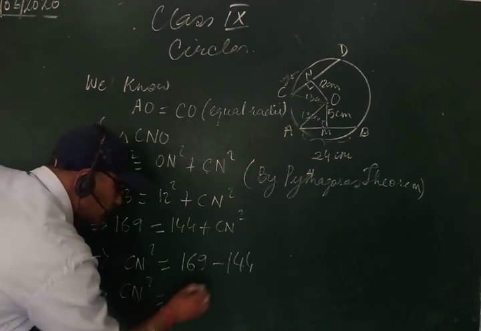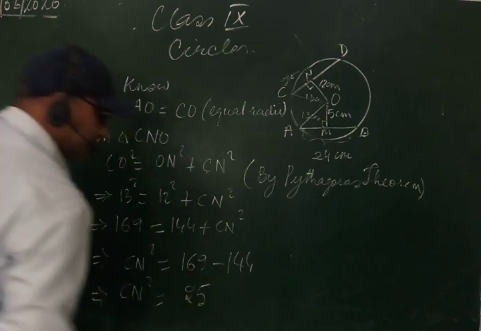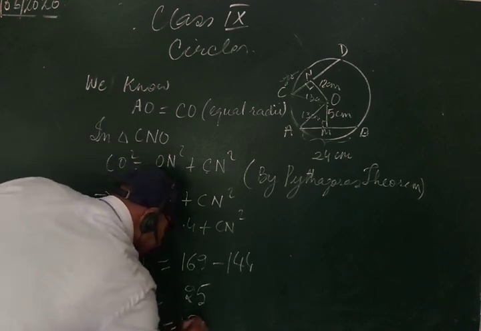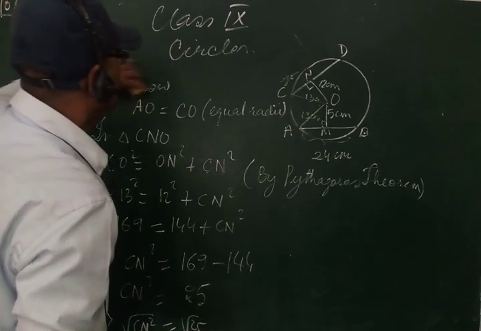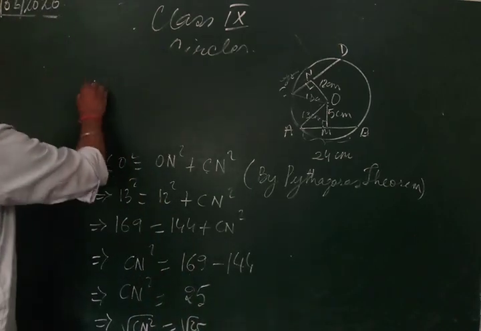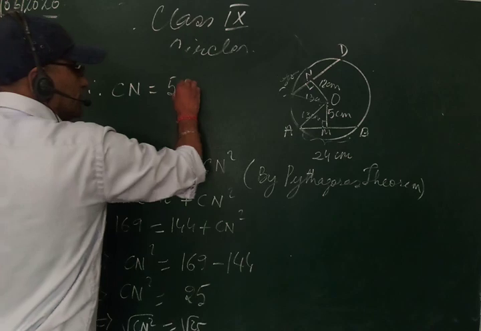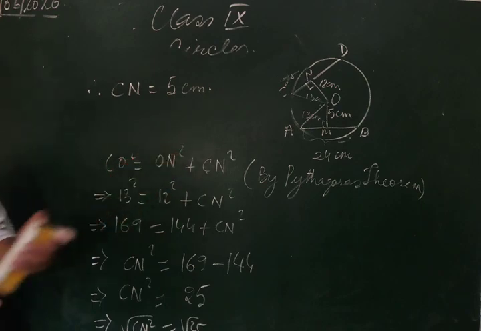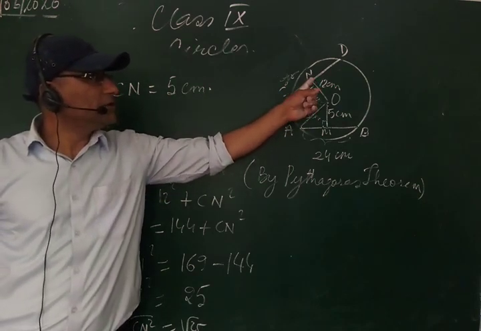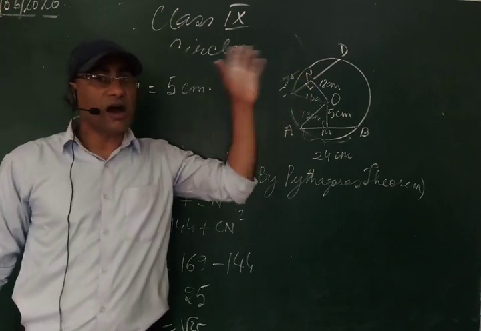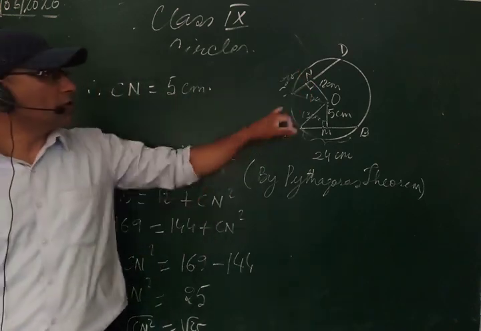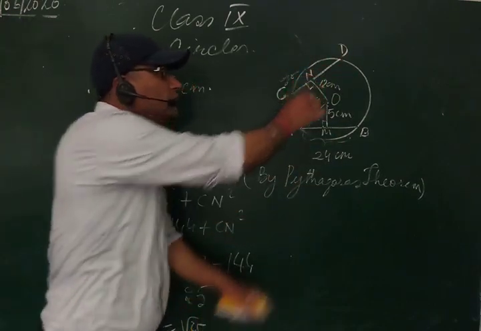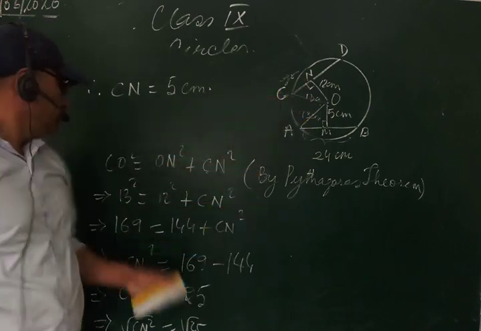CN square is equal to 25. Taking the square root on both the sides to remove the square over here, square root of 25 as well. Therefore, CN is equal to 5 centimeters. But here we are getting the value of CN as 5 centimeters, meaning CN is just half part of the chord. The whole length of the chord is from C to D. CD is the chord given to us. But we found only CN, right?